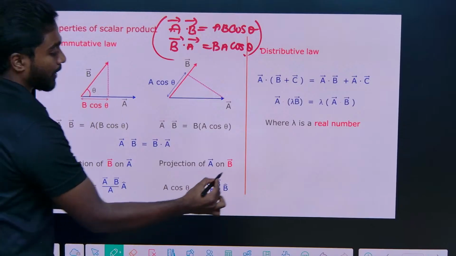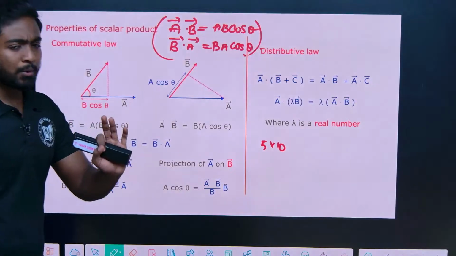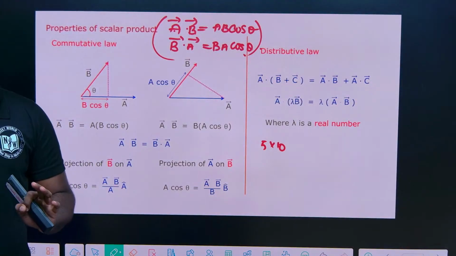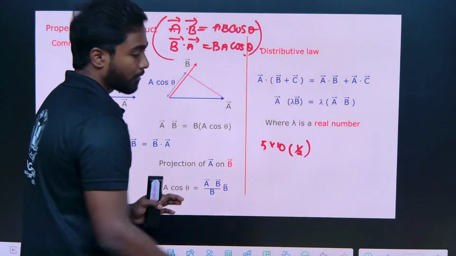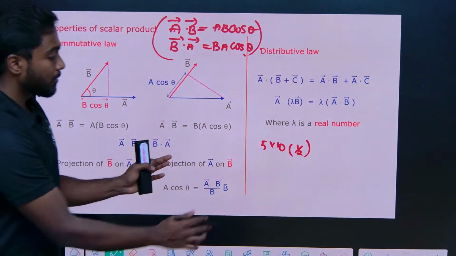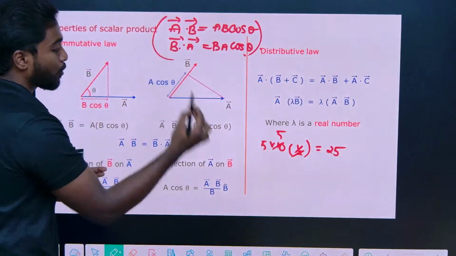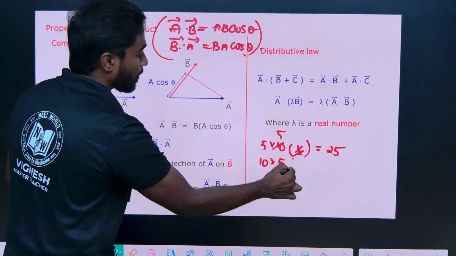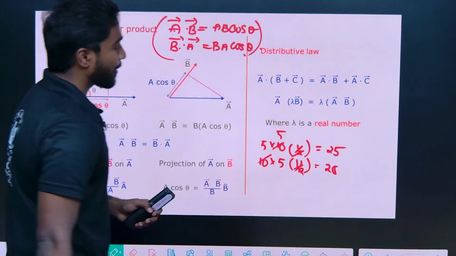Okay. A is 5 and B is 10. The angle between them is 30 degrees, or 60 degrees, whatever it is, we will take. So 1 by 2 will be there. So cos 60 is 1 by 2, no. So I will get 25. Similarly, when I do it for this one, 10 into 5 into 1 by 2 will again be 25. So I am getting the same values.